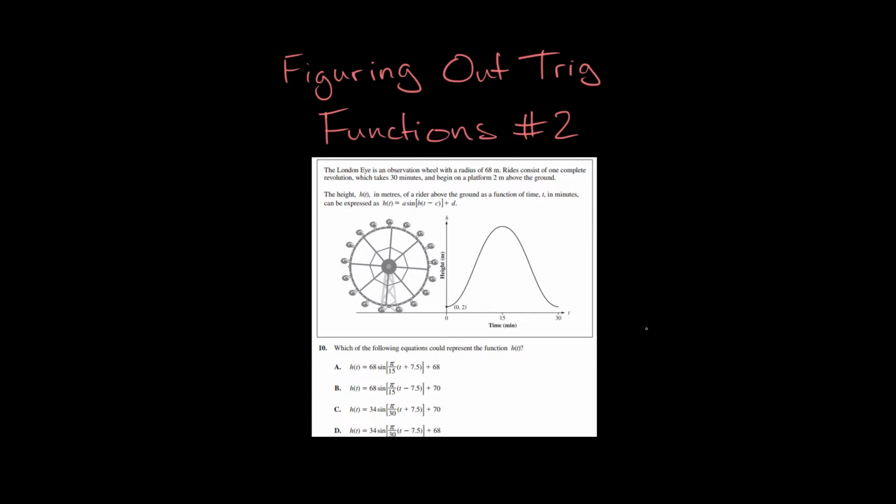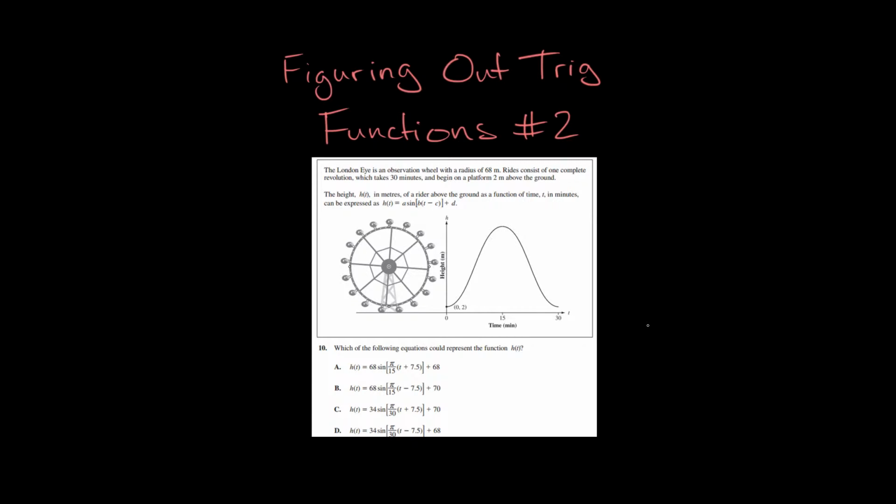In this video, we're going to work on an example of figuring out a trig function based on a graph in a word problem. The background to this problem is the London Eye is an observation wheel with a radius of 68 meters. Rides consist of one complete revolution, which takes 30 minutes and begin on a platform 2 meters above the ground.